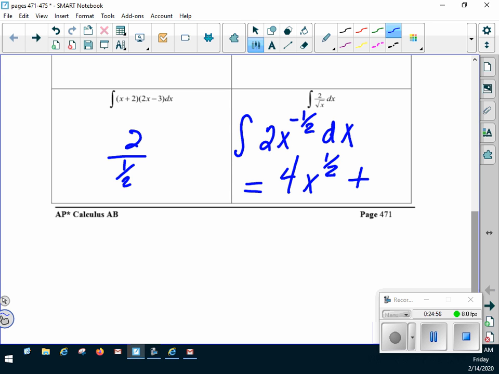Let's see. Do you have to write this as 4 square root x? No. You can leave it here. If you want to write it as 4 square root x, that's fine. Do you have questions so far? Next page.